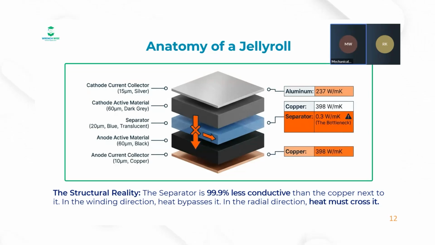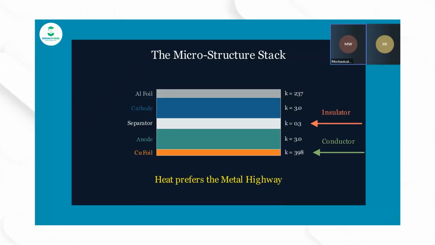When we talk about anisotropy, we essentially mean that the physical arrangement of materials forces the heat to behave differently, depending on which way heat is trying to go. If your model assumes average conductivity, it will ignore that the separator is a thermal wall in one direction, but virtually non-existent in the other direction. One of them is a conductor, one of them is an insulator. Heat will prefer the metal highway, and moving from bottom to top, let's say from the copper foil all the way to your aluminum foil, this will take a long time for the heat to move.